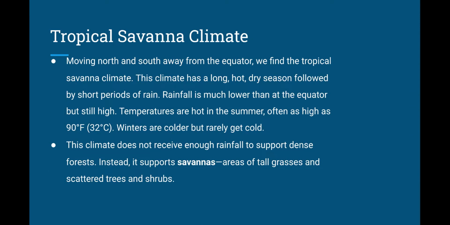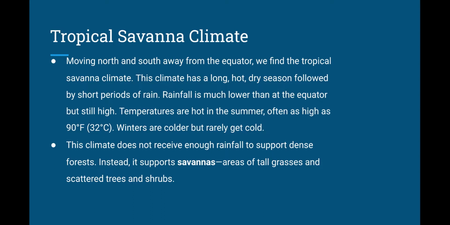Let's talk about the tropical savanna climate. Moving north and south away from the equator, we will find the tropical savanna climate. This climate has a long, hot, dry season followed by short periods of rain. Rain is much lower than at the equator, but still very high. Temperatures are hot in the summer, often as high as 90 degrees. Winters are cooler, but rarely get super cold.